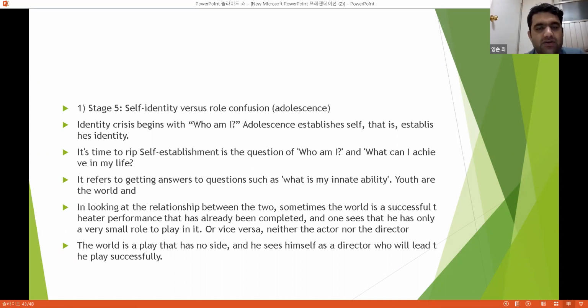and refers to getting the answers to questions such as, what is my innate ability? You are the world, and in looking at the relations between the two, sometimes the world is successful, like in a theater performance that has already been accomplished or completed. And the one sees that he has only a very small role to play in it, and vice versa. Neither the actor nor the director, the world is a play that has no side. And he sees himself as a director who will lead the play successfully.